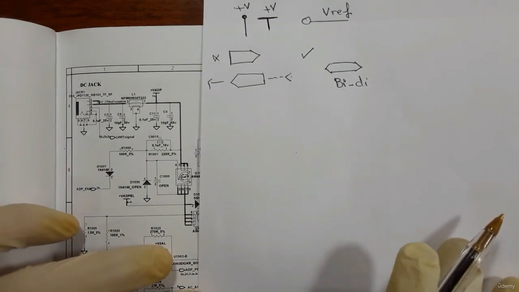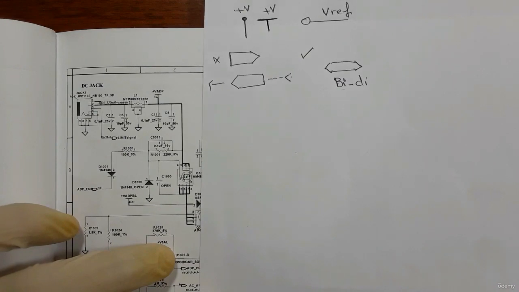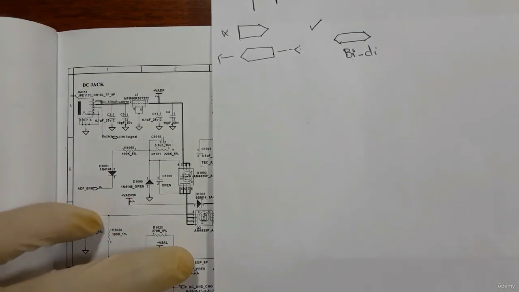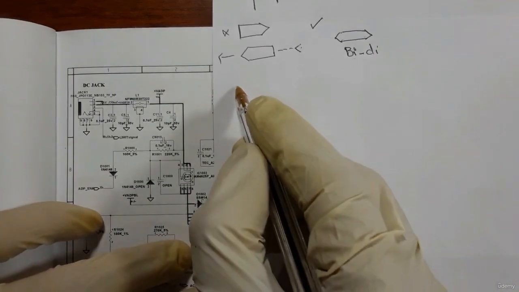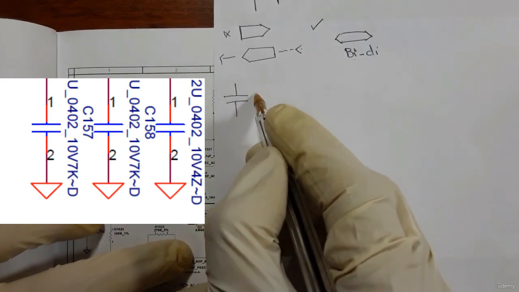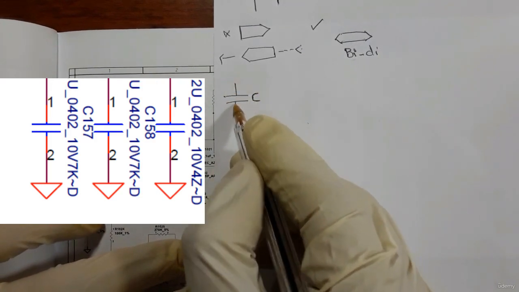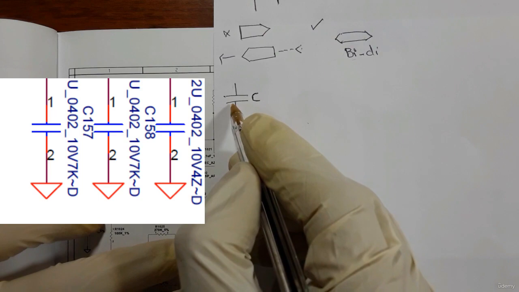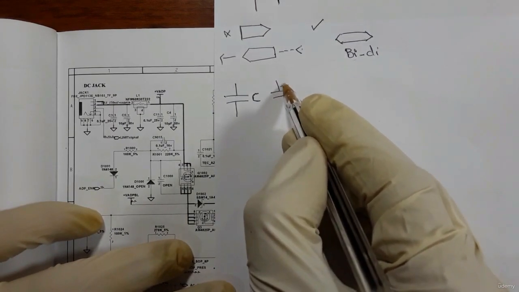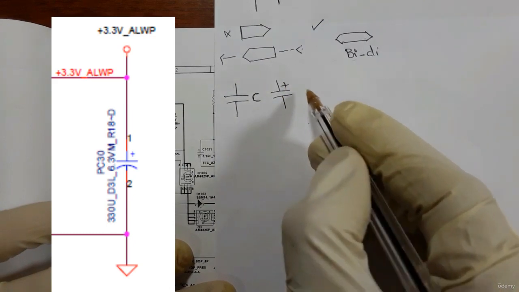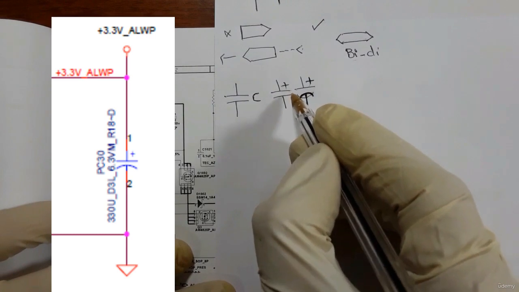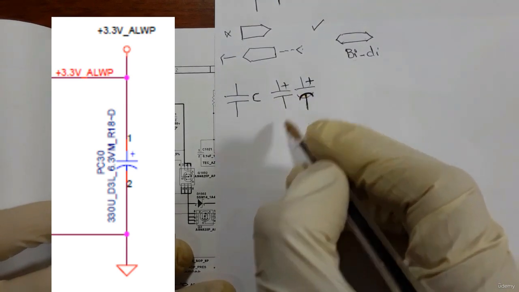Now we will see the symbols of the components that we will use in the schematic. The first symbol is the symbol for the capacitor. As you can see, this is a capacitor. This symbol means ceramic capacitor. This symbol with a plus here, or even this one with a plus here, means electrolytic capacitor or polarized capacitor.